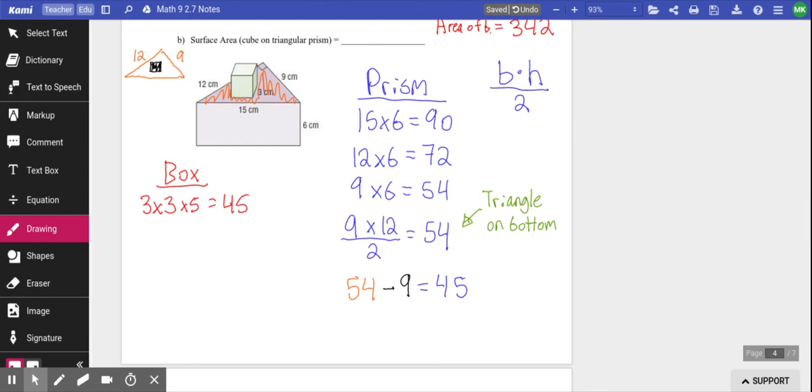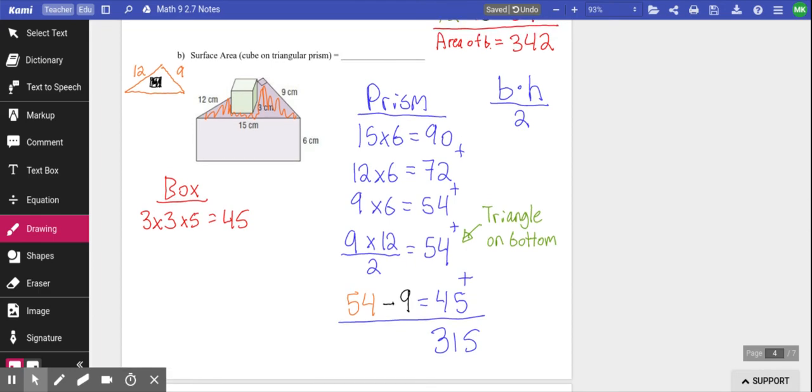Again, like we did before, you're going to add all those numbers up. That one I'm not going to do successfully in my head, so I'm going to ask for someone to calculate it. Darian's on it for me. So you'd go 90 plus 72 plus 54 plus 54 plus 45 to get the total area of that triangular prism, 315. You then could add your totals together to get the total surface area of this object. 45 plus 315 gives me 360 as my total area of that composite shape.